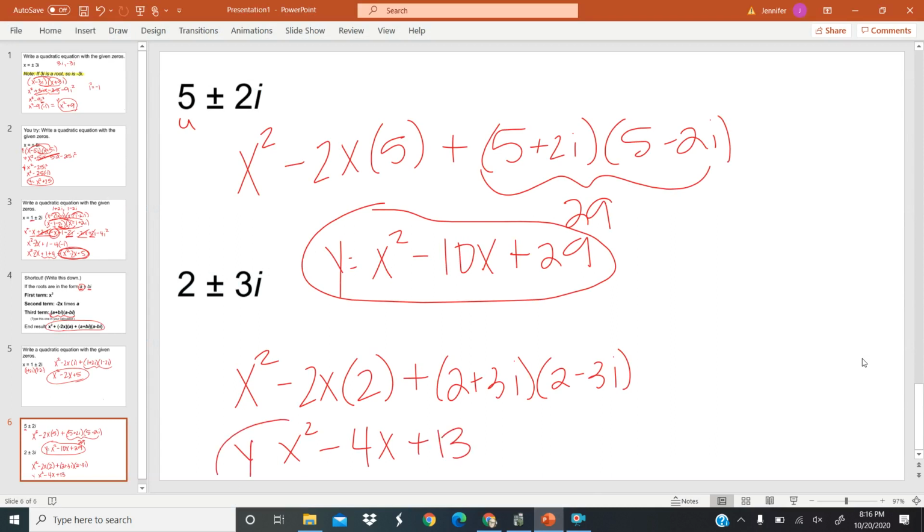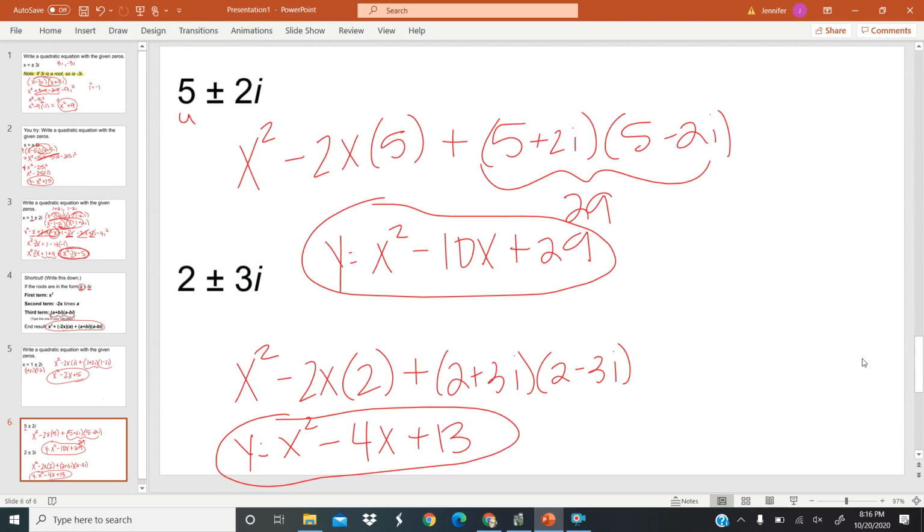So that is pretty much it for writing equations from imaginaries. It's definitely easier if you just have plus or minus a number with your i, but if you do have that a value in the front, then you can use this shortcut to find the equations.